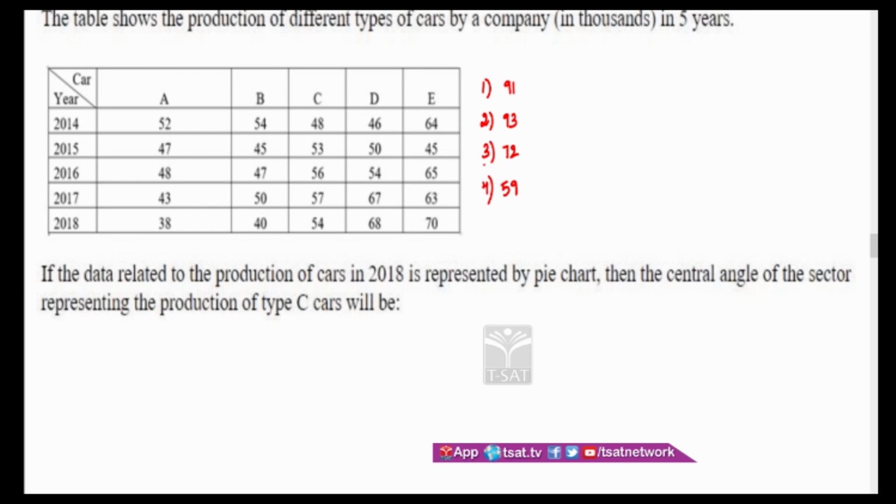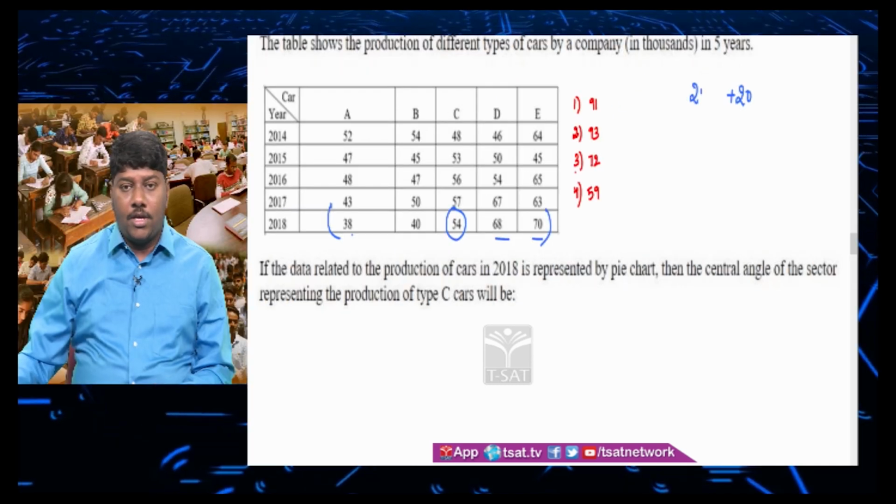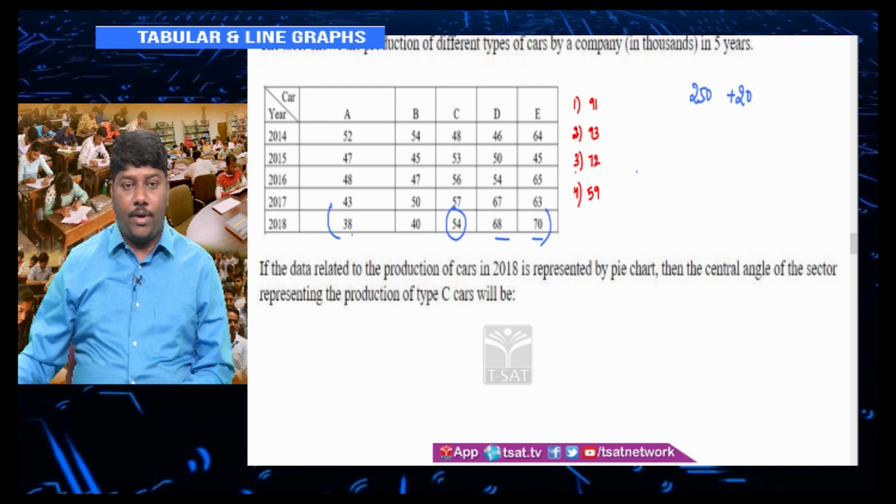If the data related to the production of cards in 2018 is represented by a pie chart, again the entire 18 is represented by the pie chart, then the central angle of the sector representing the production of type C cards will be, type C is what he is asking you, right. So, look at this, 8 is 16, 16 plus 4 is 20. Keep this 20 aside, plus do all the tens, like 30 plus 40, 70 plus 50, 120, 130. 120 plus 130 is 250. So, 250 plus 20 is 270.